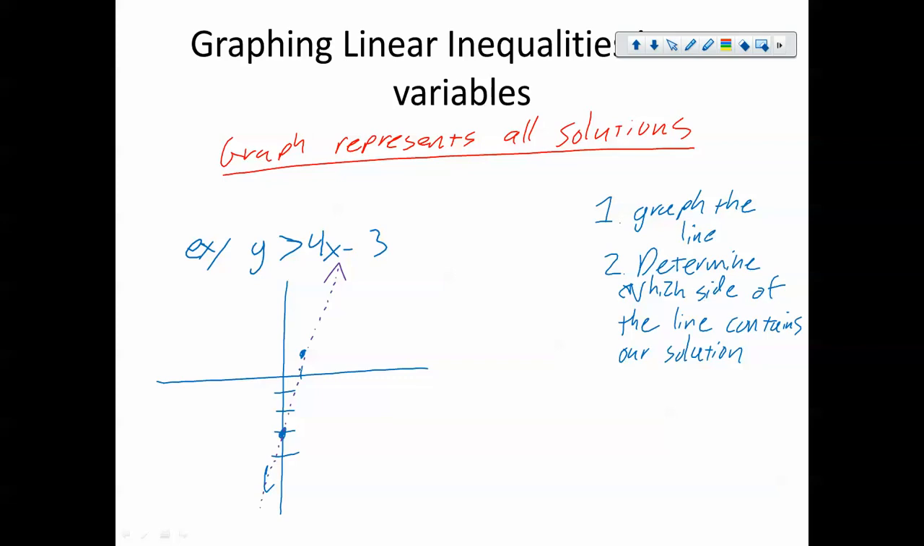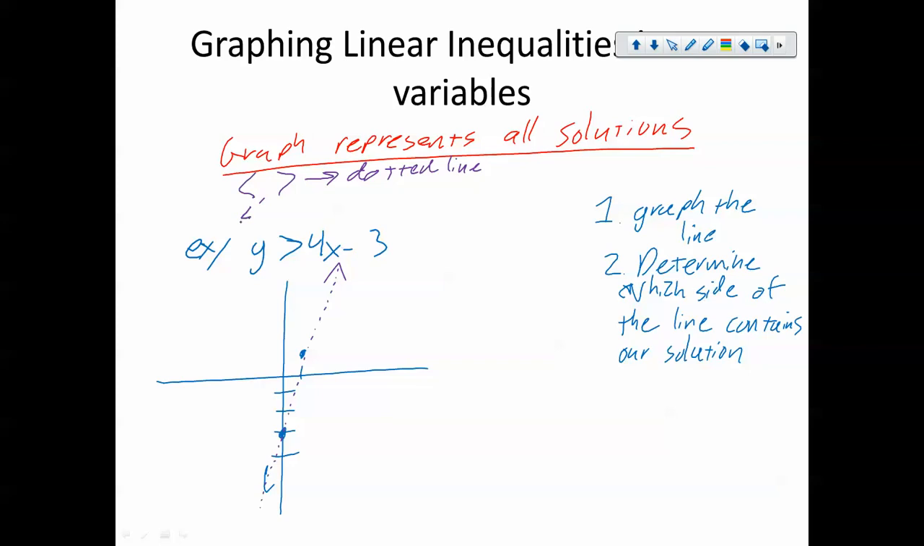Because we want to represent which side the solutions are on, but we need to say something that says that this line doesn't contain solutions. So we're going to draw it dotted. General way to think about this, if it's a less than or a greater than, it's a dotted line.